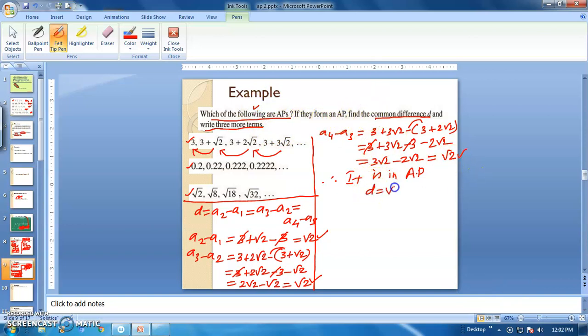So D equals root 2. This is the common difference, and they are asking to write the next 3 terms. What is the next term? That is first term, second term, third term, fourth term. Now I am going to write the fifth term.